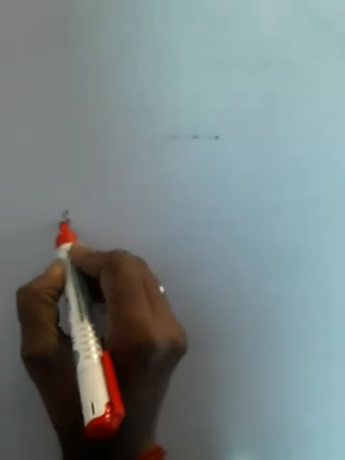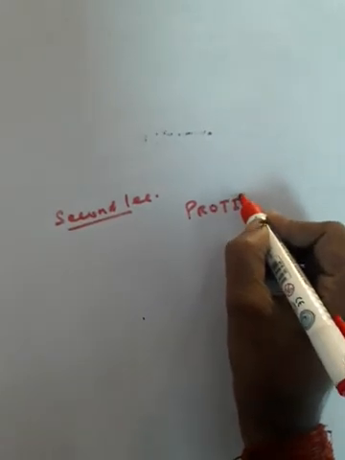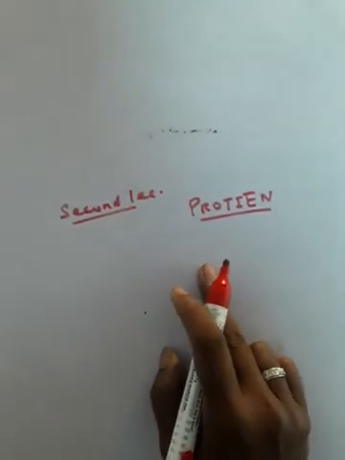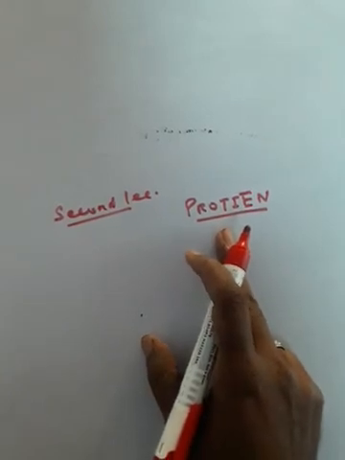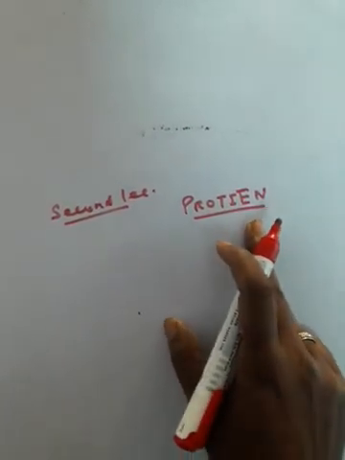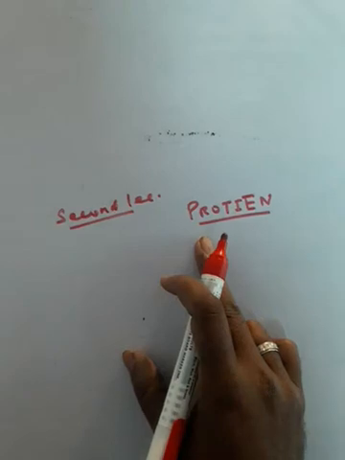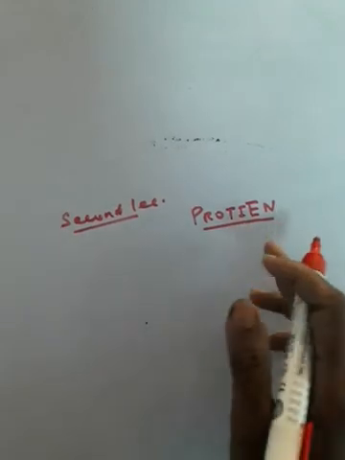So hello friends, today we are going to discuss the second lecture, which is based on protein. In the first lecture I discussed its definition, the peptide bond, amino acids and the types of amino acids. So in this lecture we will first recap the first lecture, and after that we will start the remaining part.